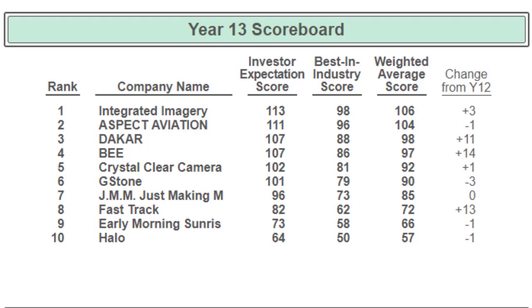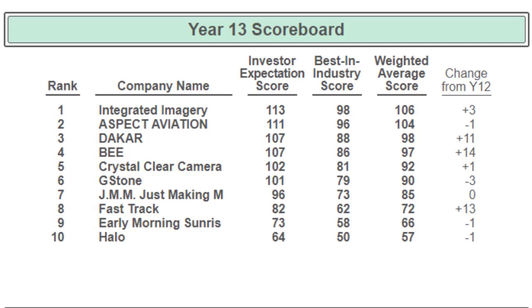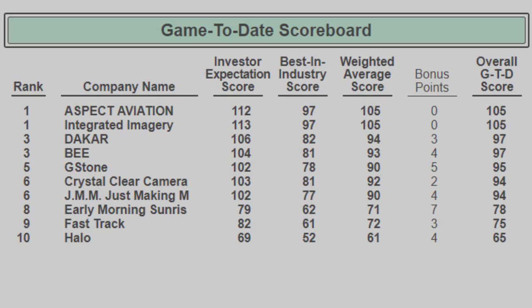I threw my hands up with Company H. At a weighted average score of 57, that's probably one of the lowest scores I have ever seen within the Year 13 scoreboard. And the reason why I point out Year 13 is by this time, majority of teams have it together. Even if they got a slow start, they're not in the 50s for any given year. So that's my concern. Now let's go ahead and take a look at the game to date scoreboard.